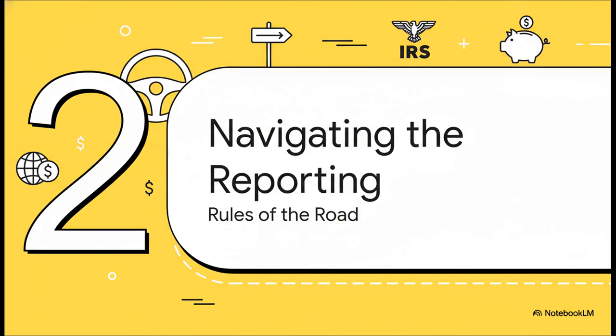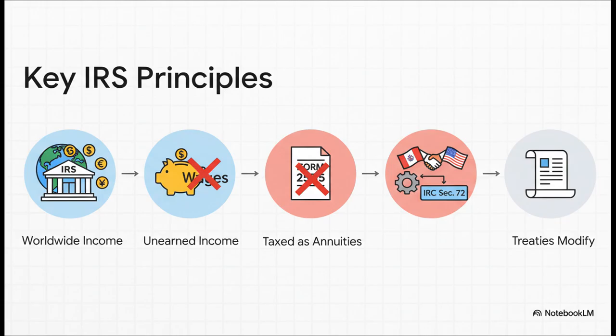All right, so before we can find the solution, we have to understand the rules of the game, how the IRS actually views your foreign pension. And spoiler alert, it is not the same as a foreign salary. So here are the big things to know. First, worldwide income is taxable. We've covered that. Second, and this is a huge one, pensions are unearned income. That means you can't use the foreign earned income exclusion, that Form 2555 a lot of expats use to exclude their salary. It just doesn't apply here.